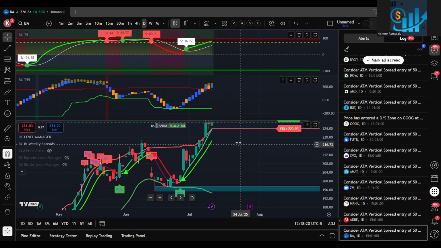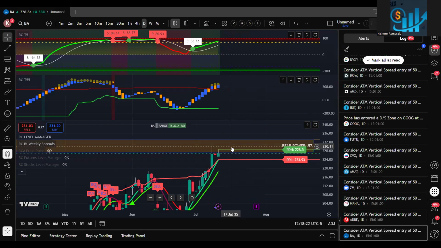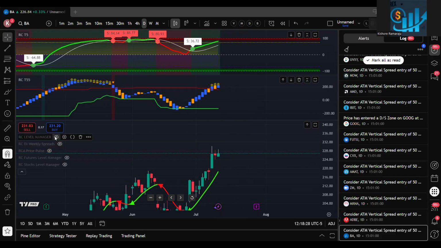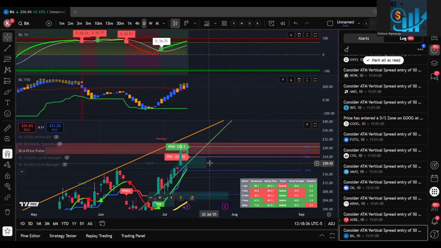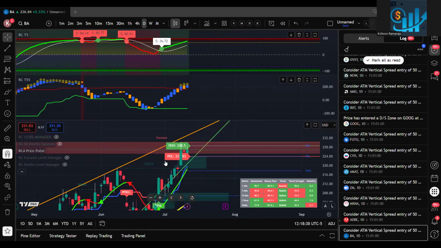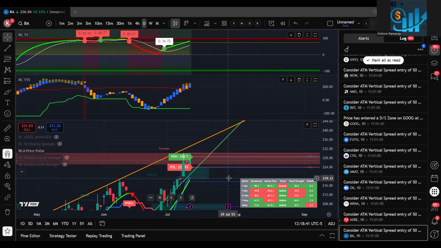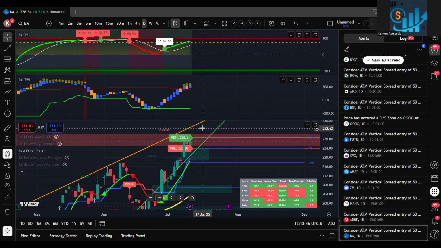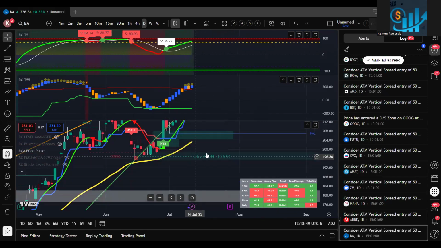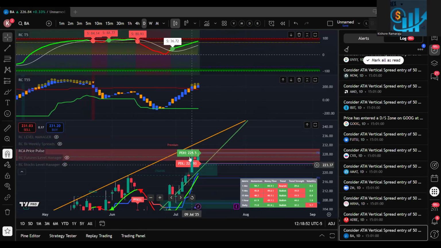Here we can see that level manager is telling it is at a major resistance. And biweekly spreads is telling it will drop. T5 is close to the top. Maybe in the next 1 or 2 days it will start dropping. But in price pulse, we don't see any major sell block. We see that it is at a premium zone, but if you don't see any major sell block, we can ignore it. As of now, we got a huge buy block here. There might be a reversal, but still we don't have a confirmation, so we can wait on the BA.